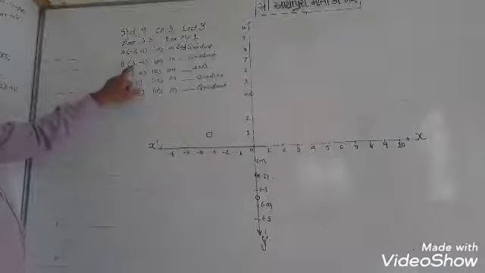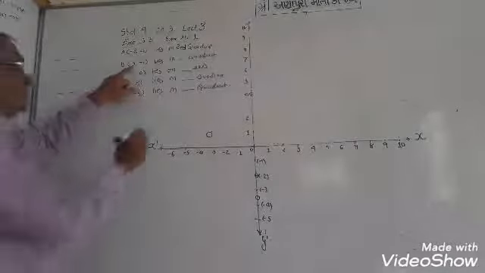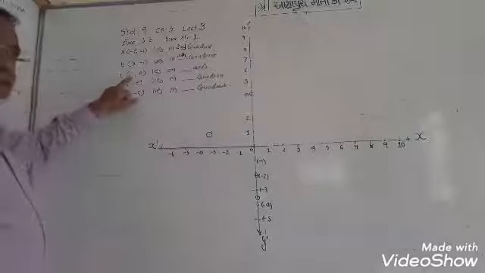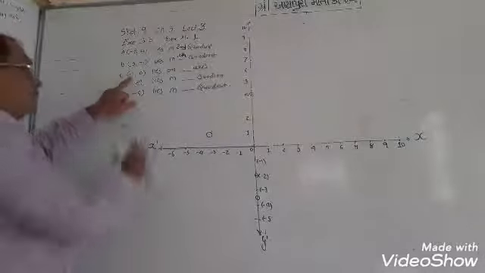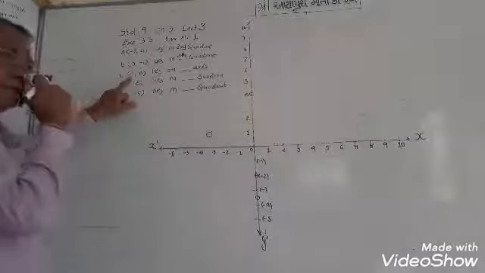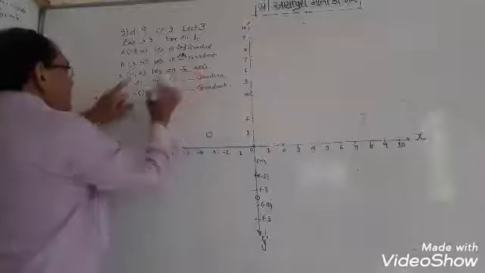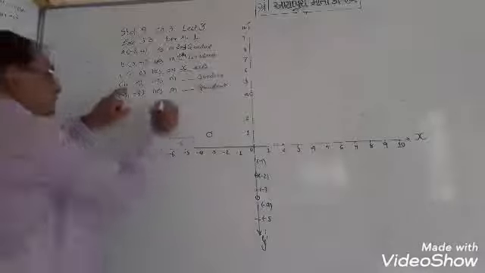3 and -1. They will lie on the fourth quadrant. -1 and 0. The y coordinate is 0, so it lies on the x axis. 1 and 2, first quadrant.